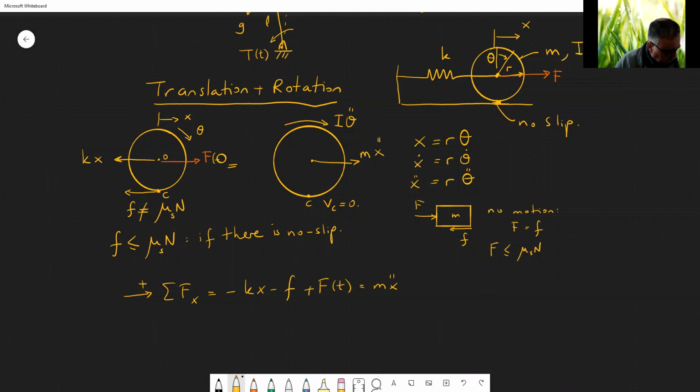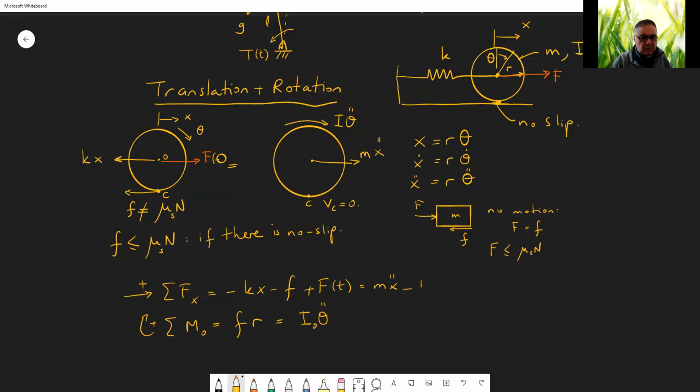What else do we have? First of all, if you take moments about point O, it's just F times R. F times R is equal to I times theta double dot, right? I can say I0, it doesn't matter. I0, inertia about O.